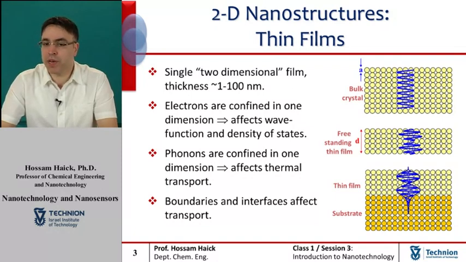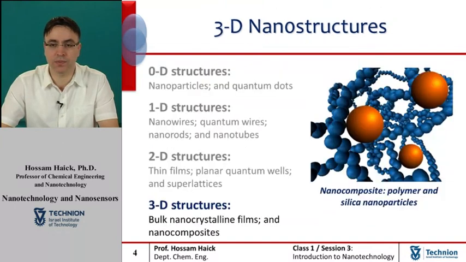All transport phenomena in two-dimensional structures are highly affected by defects, boundaries, and interfaces that might exist in or in the vicinity of the thin film. More details about all of these effects will be given in the next classes.